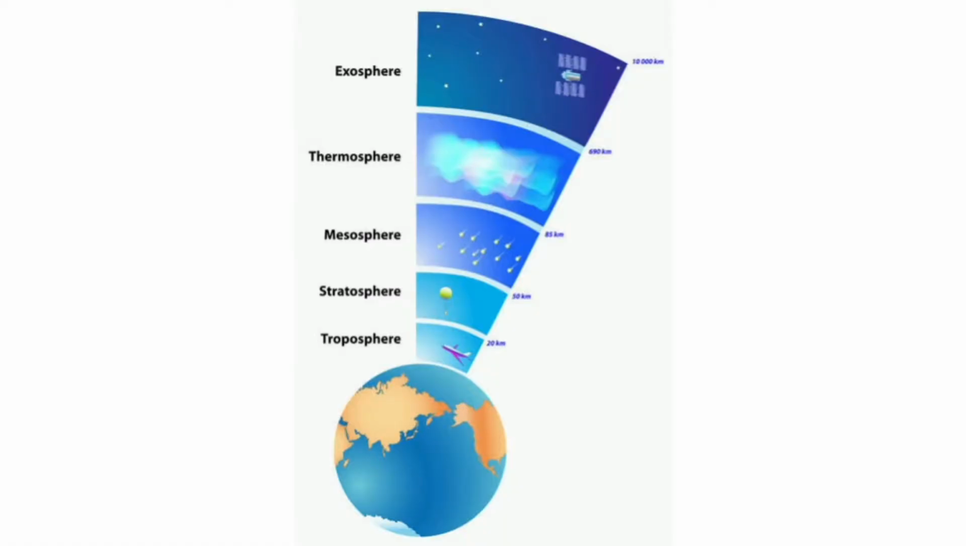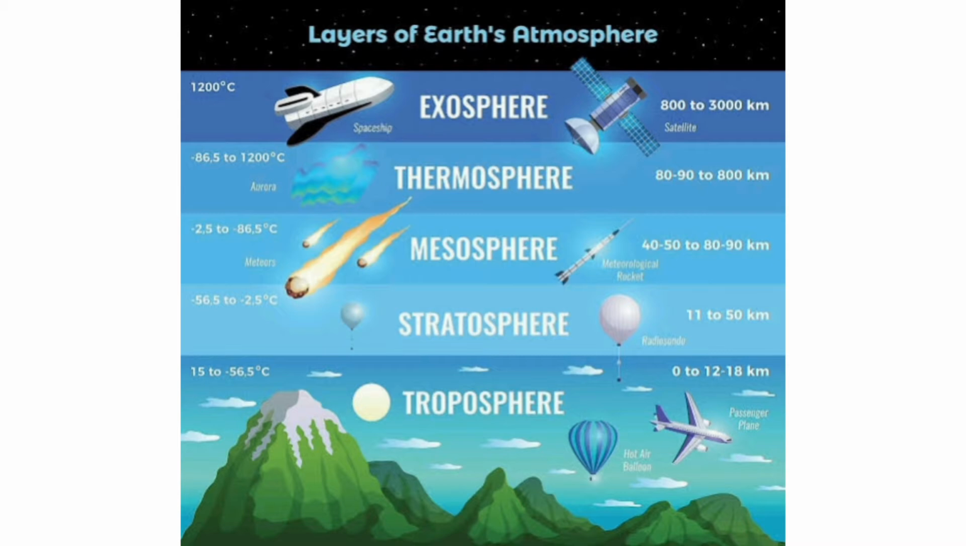In this picture, you can see the layers of atmosphere from Earth to the space. Here are 5 layers. First one is troposphere, which is closest to the Earth. Then stratosphere, mesosphere, thermosphere and exosphere. In this picture, you can clearly see that in the first layer, that is troposphere, the aeroplanes can fly and we can see the parachutes as well.